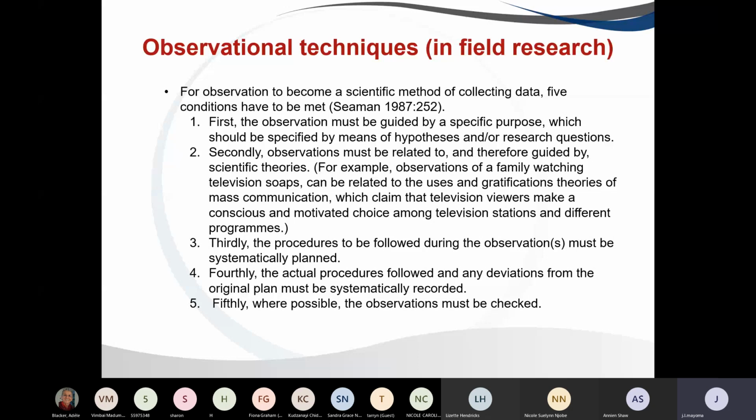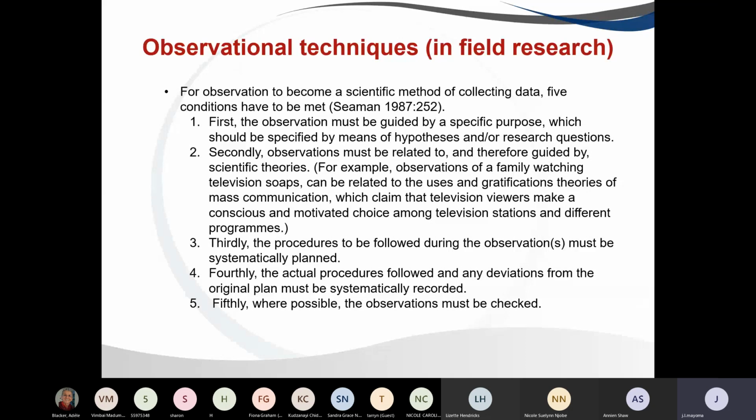Fourthly, the actual procedures followed and deviations from the original plan must be systematically recorded. Of course, we know that not everything's going to go according to plan, but everything then must be documented. If we planned to sit in this classroom for 2 weeks, but we only ended up sitting in for a week and a half, that needs to be recorded because it deviates from the plan. And you need to be able to account for it in your write-up.